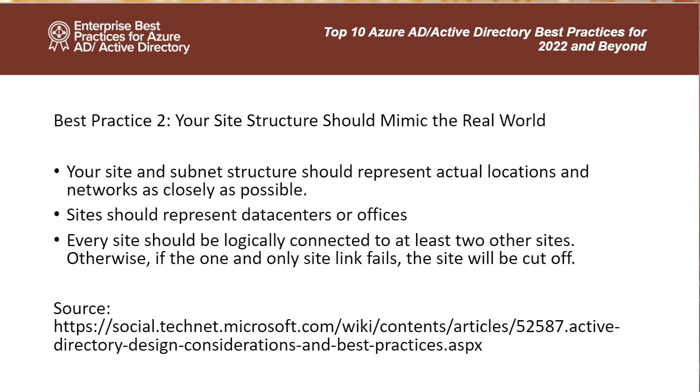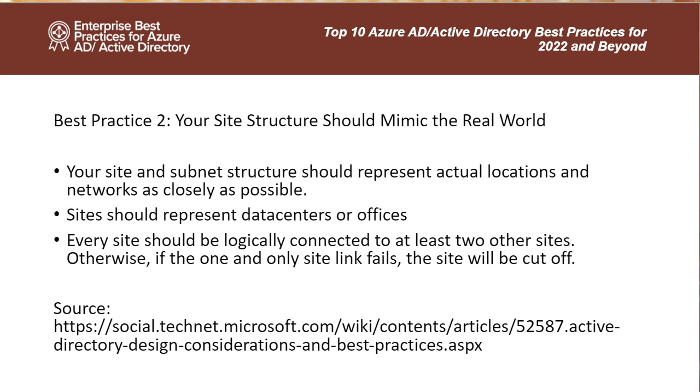The idea here is that the sites and the subnets that you define in the Active Directory should mimic your physical network as closely as possible. The same thing can also apply for virtual networks under the right circumstances, but in the interest of not getting too far off on a tangent, I'm focusing primarily on physical infrastructure in this discussion. Generally, when you create an Active Directory site, that site should represent a data center or an office or a branch office or some sort of physical location.